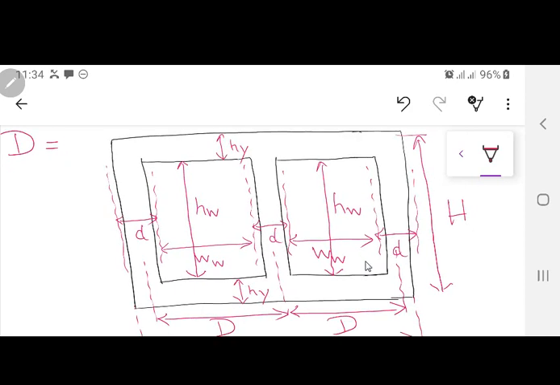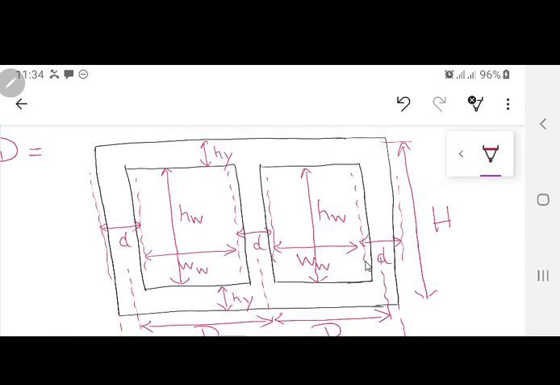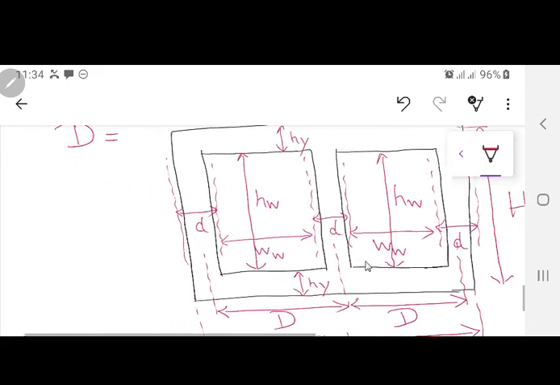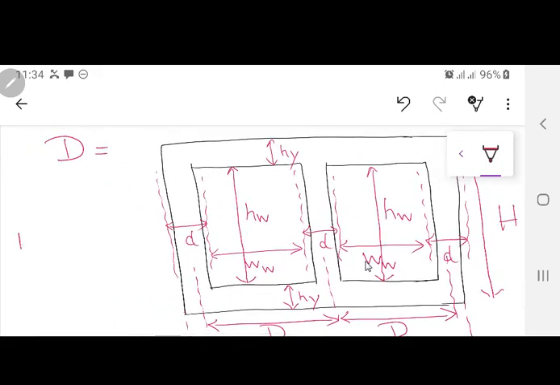So this is that total overall transformer. Now based on this, can we write down the same equations again that we did for this transformer over here? What is D equal to? Capital D is equal to WW plus D. And capital W is equal to 2 times D plus G. It is the same thing.